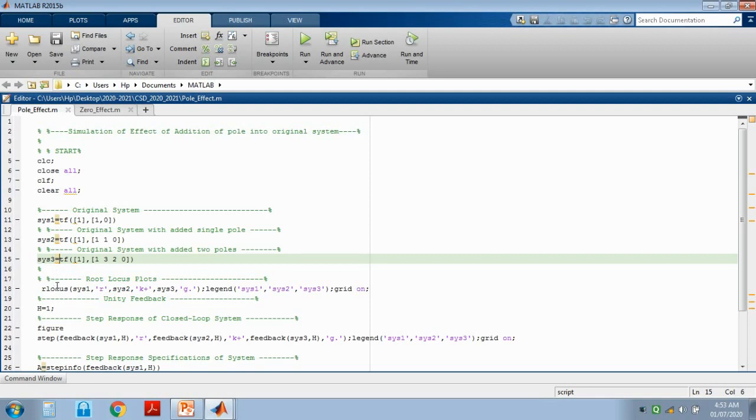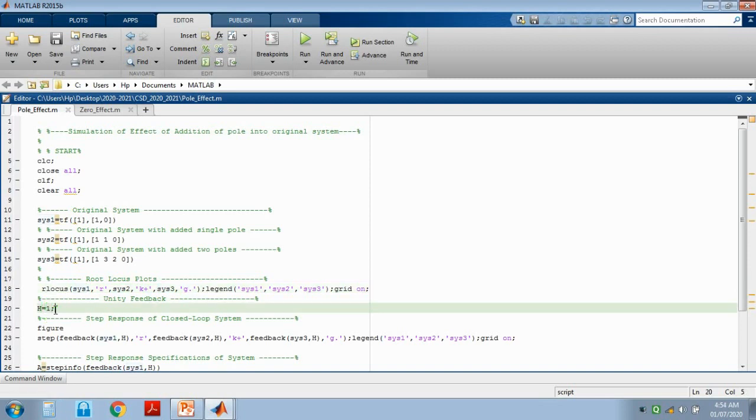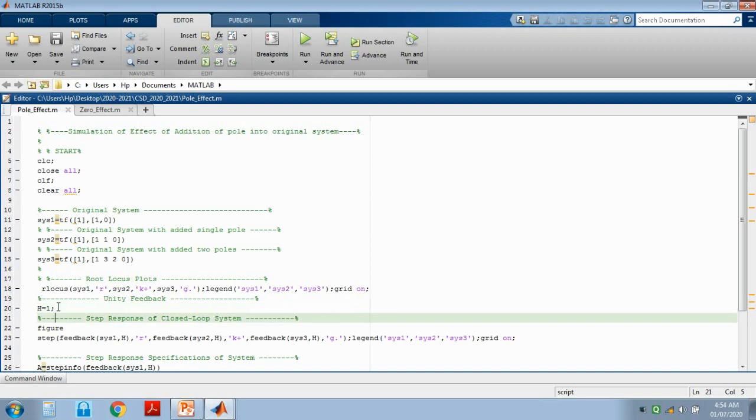So all these three systems are considered in MATLAB, and their root locus is plotted using a single command as shown in line number 18, that is rlocus: root locus of system 1 in red color, root locus of system 2 in black color, root locus of system 3 in green color with dot. So here line number 18 talks about the root locus command. Now we have to observe the effect of addition of these open loop poles on the closed loop behavior. Hence we have considered the unit feedback system, or here we can say that the feedback value is 1, which is given by capital H in line number 20.